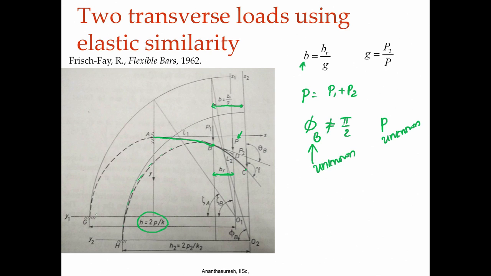So, AB is controlled by one P, and then BC is controlled by another one, which is P2. This P2 is an unknown. Our unknowns now are P2, this P (the original P is there), and then phi B. What equation do we have?